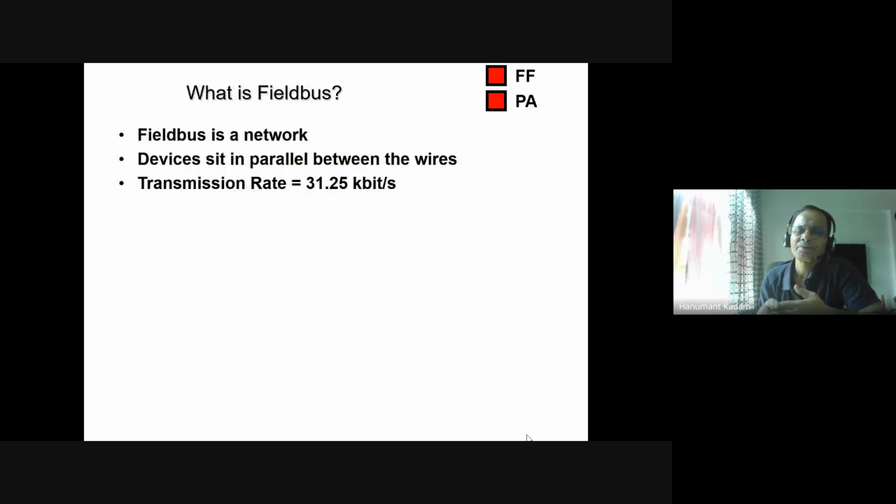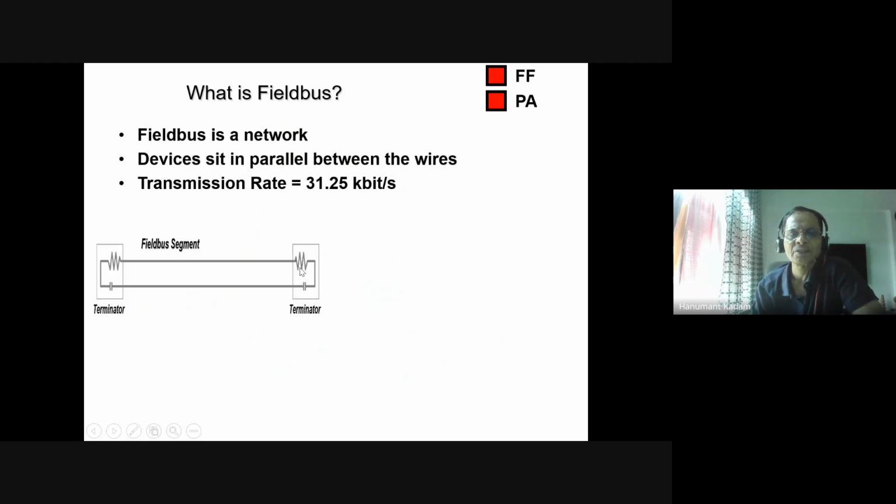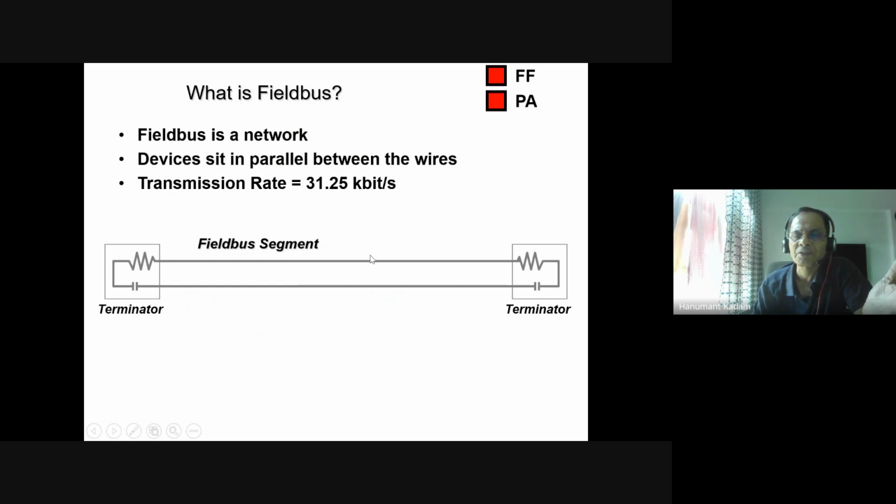What is a Fieldbus? Fieldbus is a network where devices sit in parallel between the wires. With HART, you have seen, a single wire goes to each individual device. Here the devices sit in parallel between the wires. The transmission rate is 31.25 kbps. So this is the Fieldbus segment. The transmitter is here, the terminator is here. Sorry, the field terminal. This is a terminator, and the terminator electronics always have an RC network.